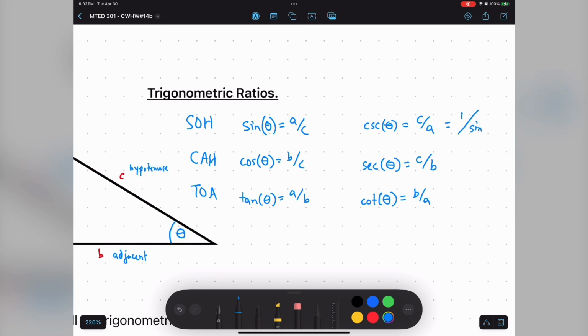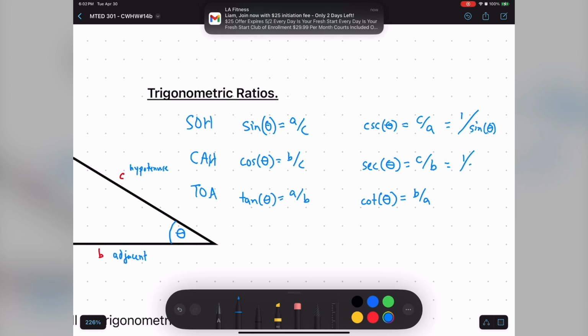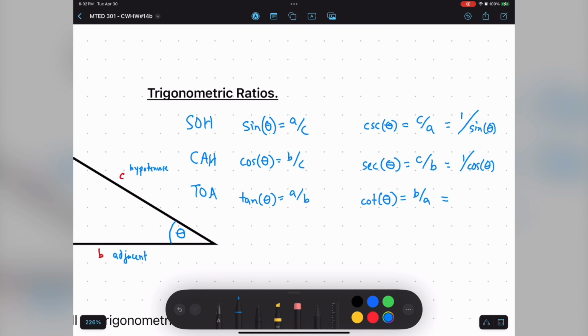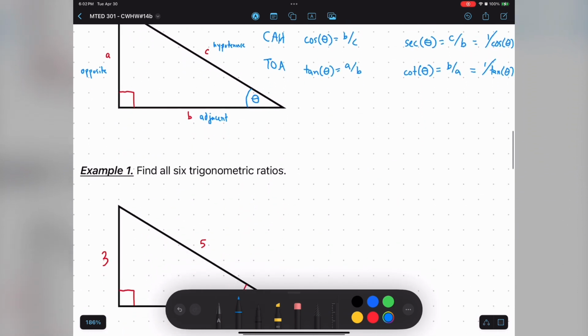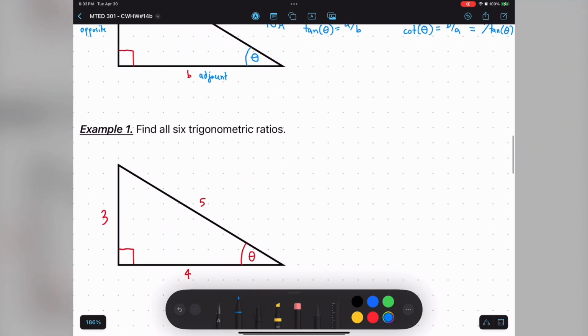Now, you might have noticed that with all these, they are basically just the inverse of SOHCAHTOA. Cosecant is the inverse of sine, secant is the inverse of cosine, and cotangent is the inverse of tangent. So if you're ever being asked to find those, you basically just flip sine, cosine, and tangent.